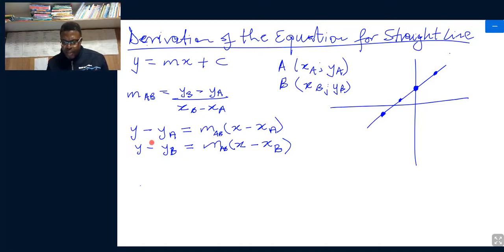Here you decide which point to use. The gradient you may be given, or you have to calculate it yourself. They may tell you that two lines are parallel, so you take the gradient of the line that is parallel to the line you are trying to determine. Whether I am given 1 point or 2 points, it does not matter. I'm going to use whichever point I feel like using. I will substitute the value of yb, taking it from here, and the value of xb, taking it from here.